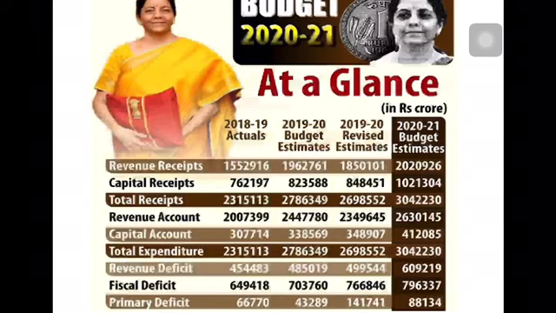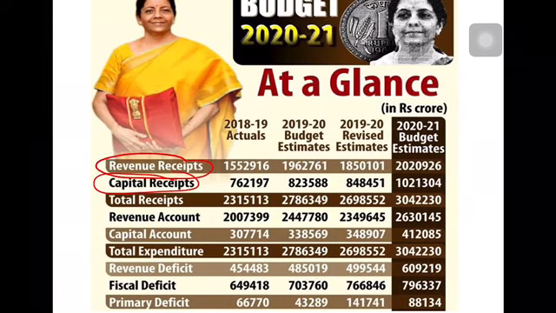So if you look at the budget 2021 at a glance, and obviously we are in a big problematic situation of COVID-19, these are the actual numbers of the revenue receipts and capital receipts. The total revenue receipts, that is the estimated value, is around 20 lakh crore, and the capital receipts is around 10 lakh crore, and the total receipts is around 30 lakh crore, from the revenue account and capital account. The total expenditure is this, and there is some revenue deficit and fiscal deficit also. So first of all, we have to understand what these deficits are.